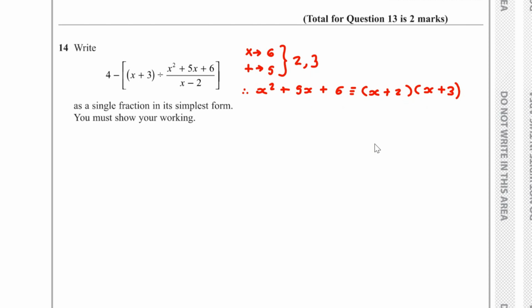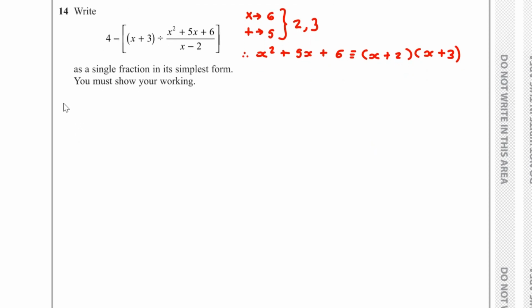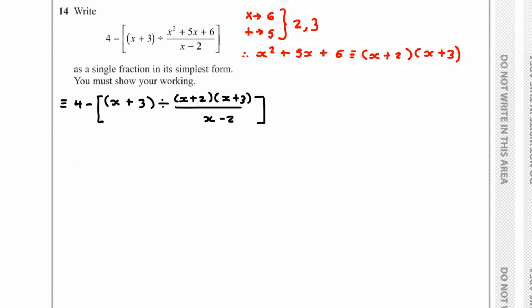Now, having said that, let's tidy all of this up. Here we have 4 minus, and then in square brackets, x plus 3 divided by, and then if we draw a line here, we've got x squared plus 5x plus 6, and on the bottom we've got, well, here we've just said this is equivalent to x plus 2 lots of x plus 3, and then on the bottom we've got x minus 2. So our job is to tidy all of this up, okay?